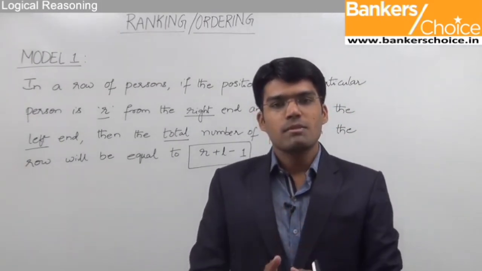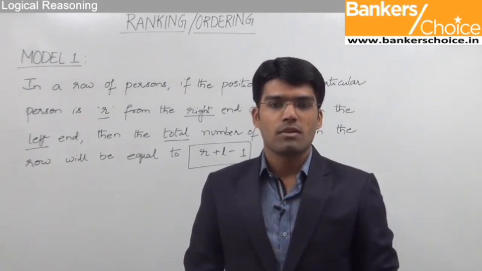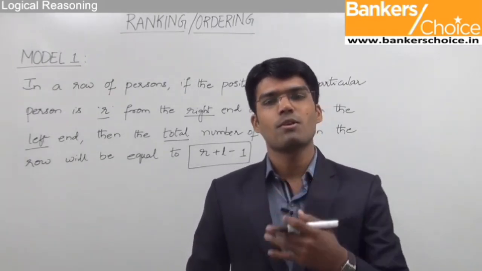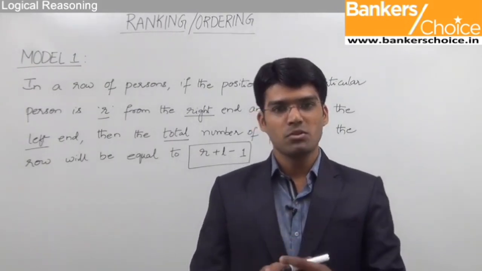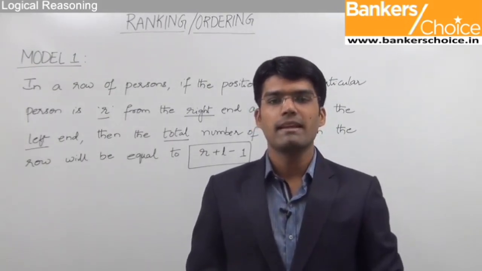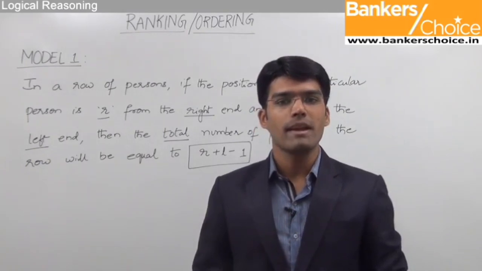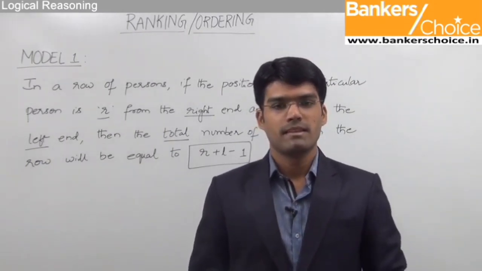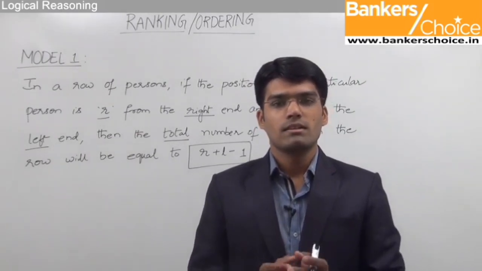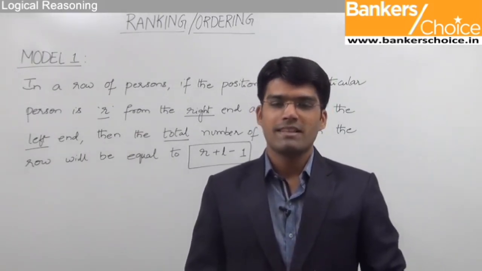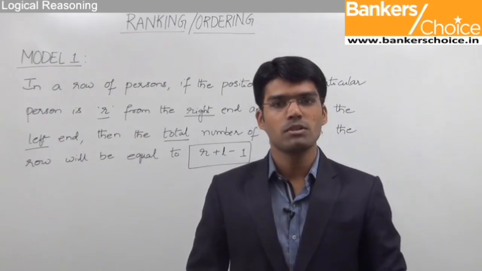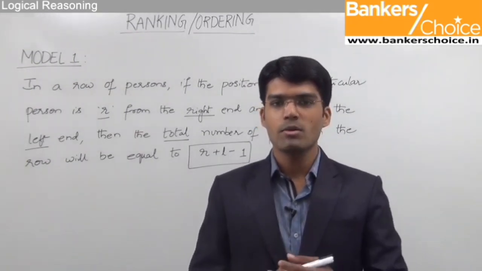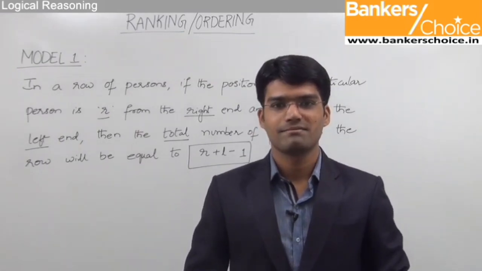Similarly, let us assume that a group of persons have been ranked from top to bottom. Here, when we know the rank of one particular person from the top end as well as the bottom end, then the total number of persons in that group can be taken as the rank of the person from the top end plus the rank of the person from the bottom end minus 1. That means we can always find out the total number of persons in a group, whether they are arranged in a row or column, if we know the position of one particular person from both the ends. Let's now take an example based on this model.